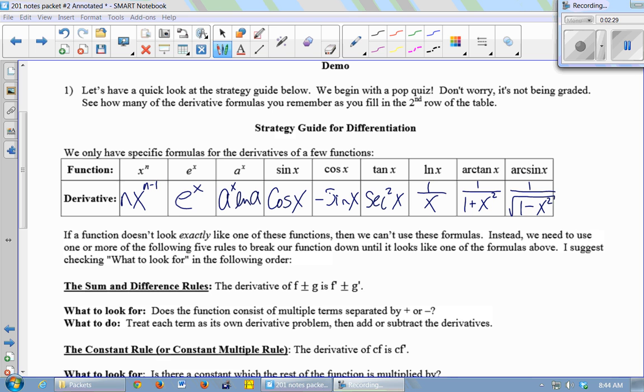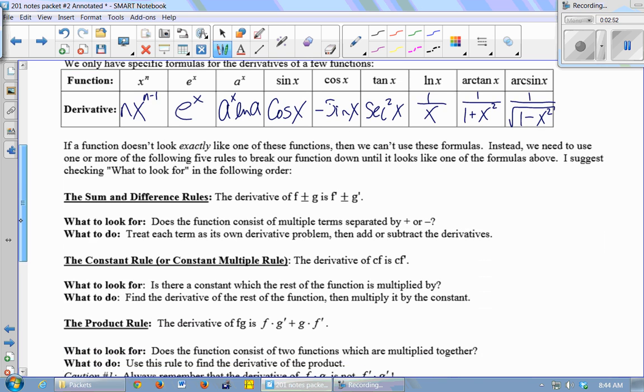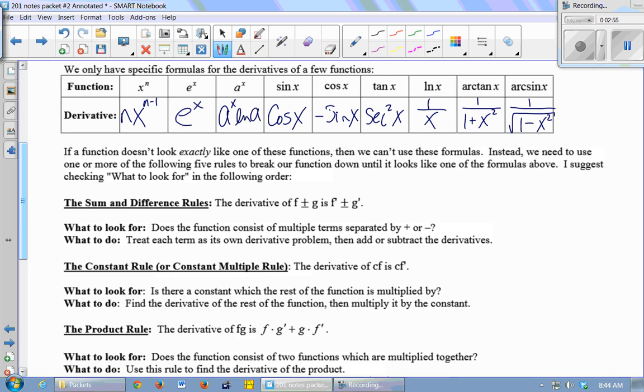If a function doesn't look exactly like one of these, you can't use these formulas, right? So if it's a product of two functions or a quotient of two functions, or a composition of two functions, we have a special rule for it. You have to use another derivative rule to break it down into something that you can use these rules on. Remember the sum and difference rules, really straightforward. If you want to take the derivative of a sum or a difference, you just take the derivative of each piece separately and add them together.